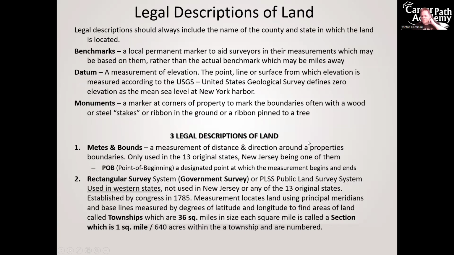Then we have the rectangular survey system. The rectangular survey, also known as the government survey, is used in Western states. We do not use that here in New Jersey. They use degrees of latitude and longitude to find areas of land that they call townships. And every township throughout the United States is numbered. And then once they find that numbered township, within that township, there's 36 squares. And then the land is further divided within each one of those sections, which are 1 mile square, because you don't own 1 mile square of land, most likely.